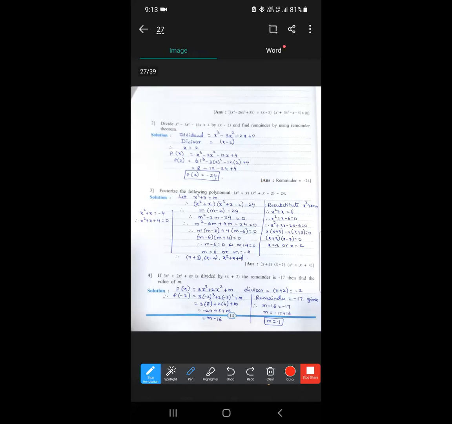Okay, let's move to the third part. See students, if you are solving along with me as I am explaining, it's good.